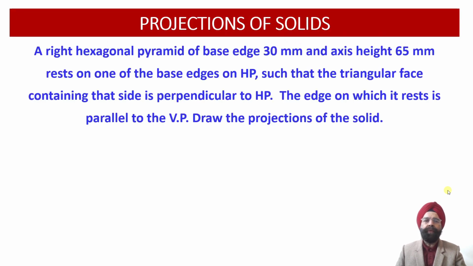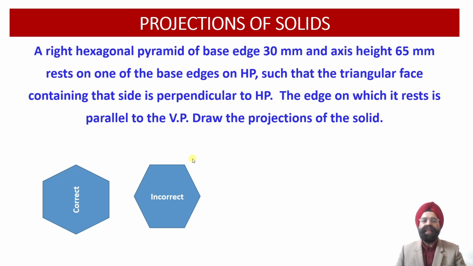Now here we have been provided with an oblique right hexagonal pyramid having base edge 30 millimeter, axis height 65 millimeter, which is resting on one of its base edges on the horizontal plane such that the triangular face containing that side is perpendicular to the horizontal plane. So let us first of all evaluate the orientation of this hexagonal pyramid onto the horizontal plane.